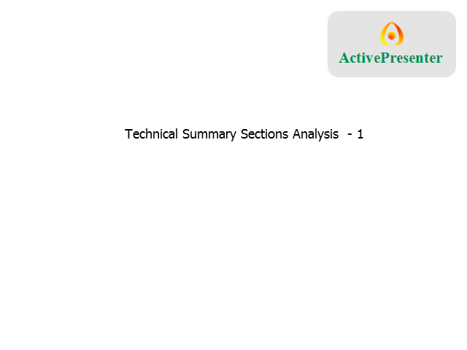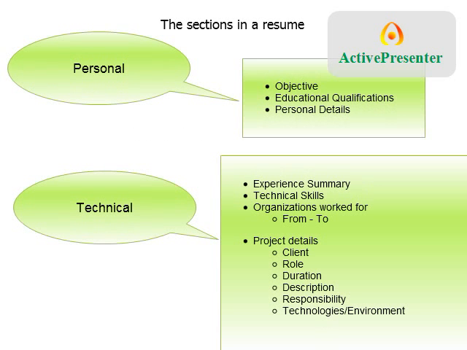We briefly looked at the different sections in the resume. Now let's analyze each of these sections to see what information we can get from them. Let us divide the sections of the resume into two, a personal section and a technical section. The personal section is where you get information about the personal details of the candidate.